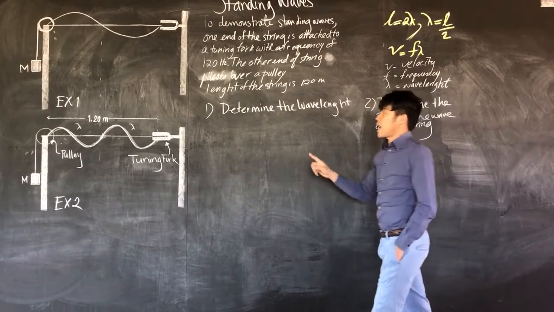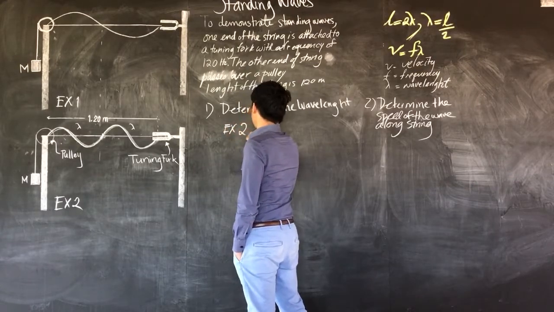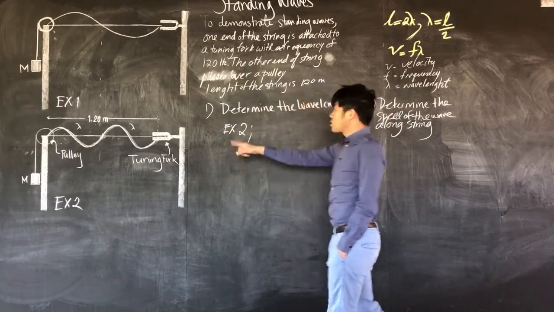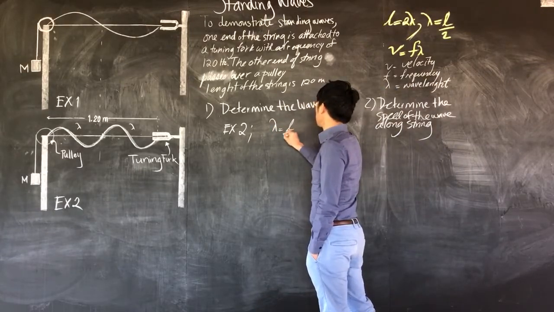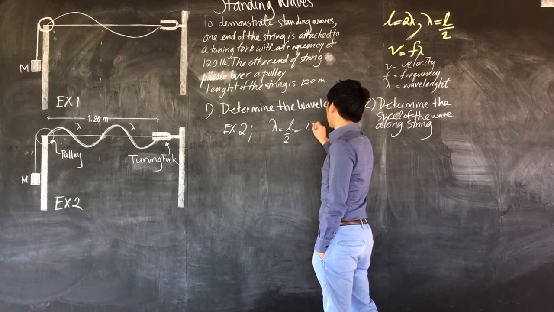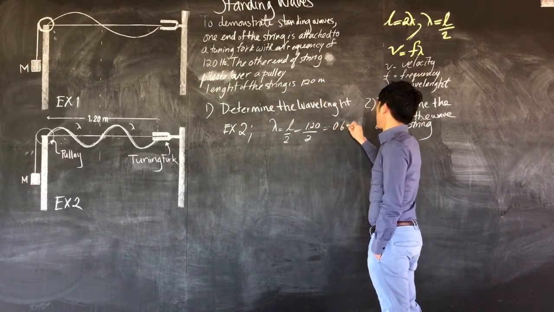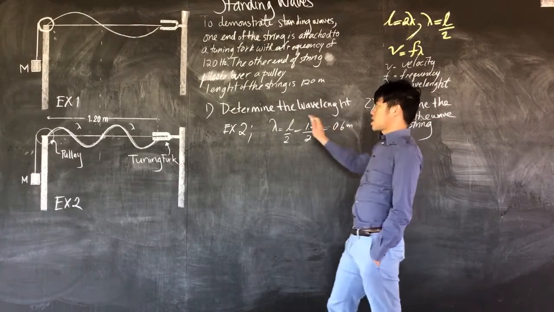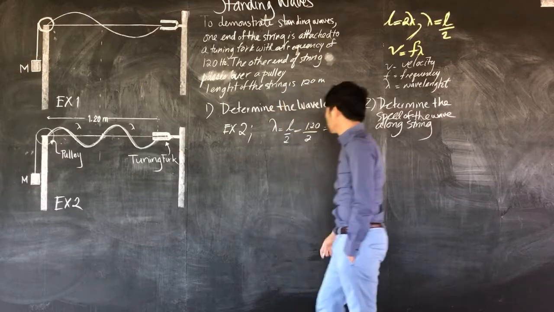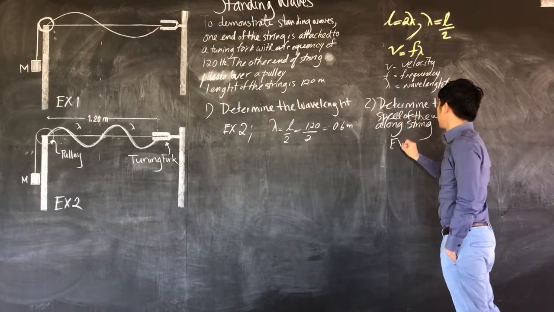For example, I'm just going to go ahead and write that as experiment 2. Based on experiment 2, your wavelength should be L divided by 2. So the length is 1.2 divided by 2. That's 0.6 meter. That's how long the wave is for this experiment.